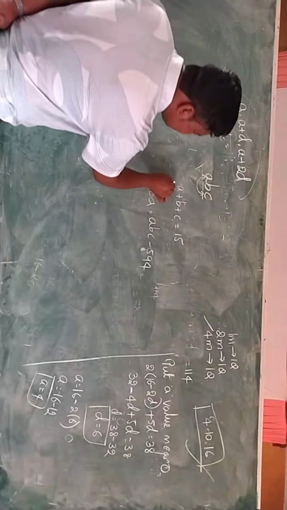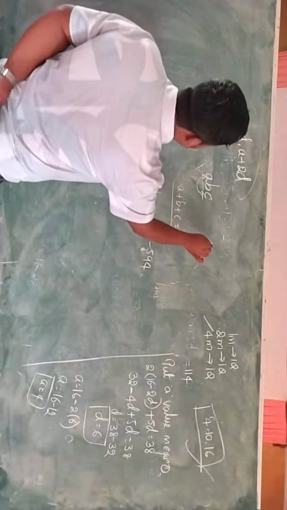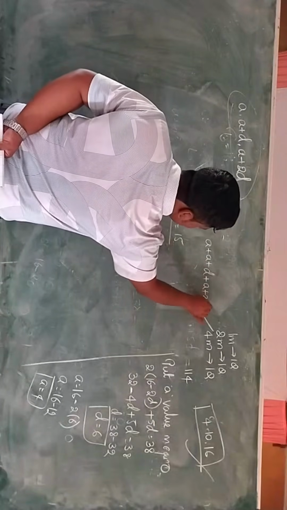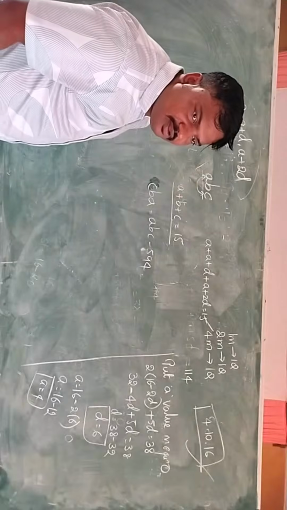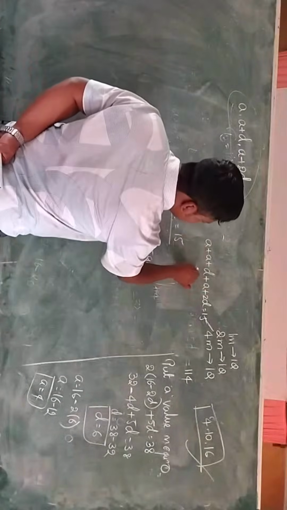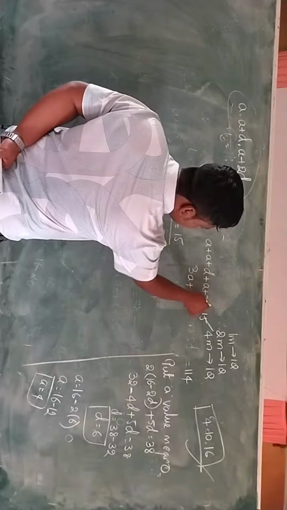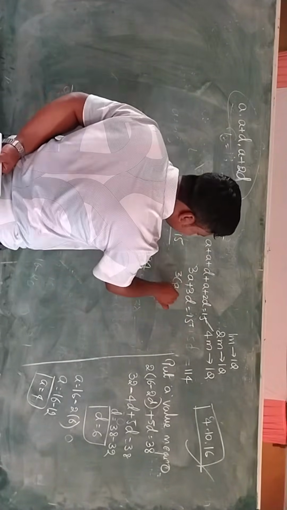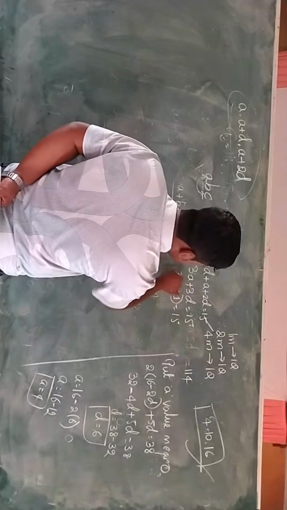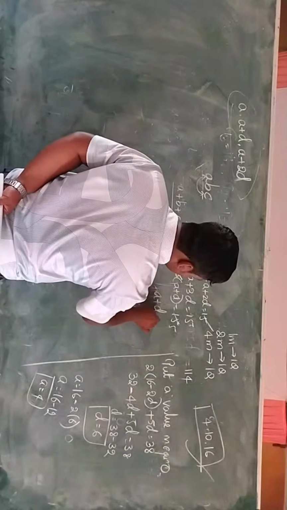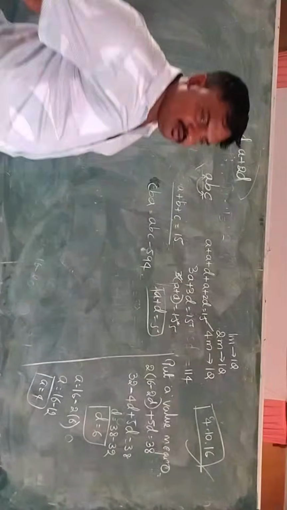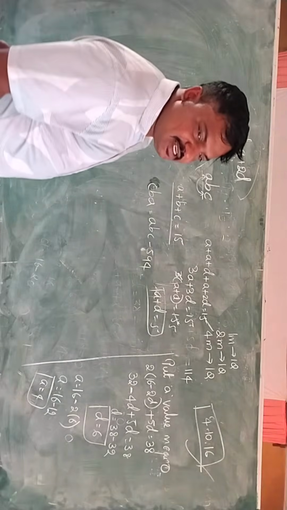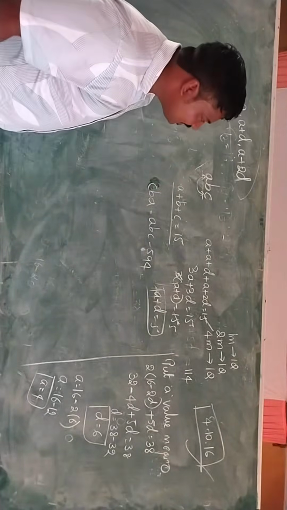Here, the sum of the three numbers is 15. A plus A plus D plus A plus 2D is equal to 15. Am I right? So 3A plus 3D is equal to 15. 3 is common, so 3 into bracket A plus D is equal to 15. So A plus D is equal to what? 5. A plus D is 5. That is the second digit.